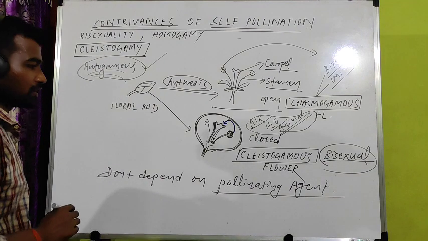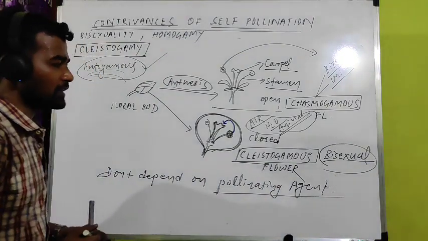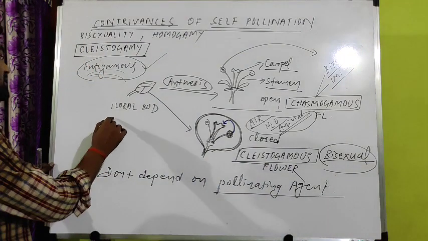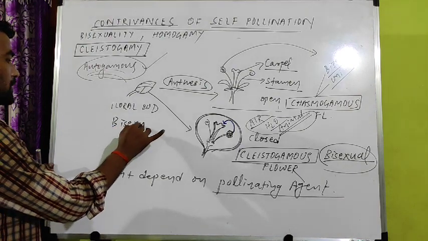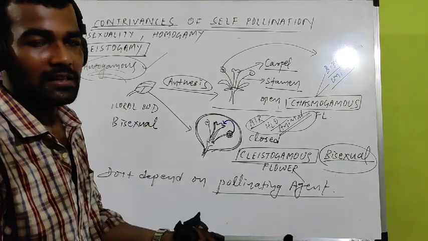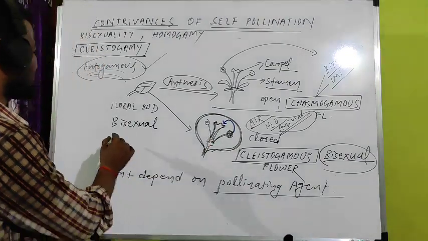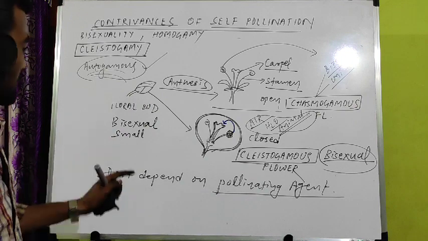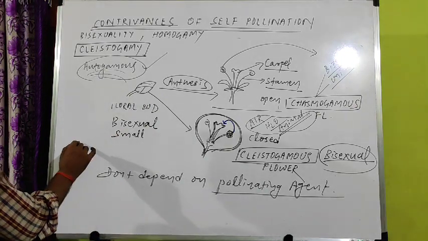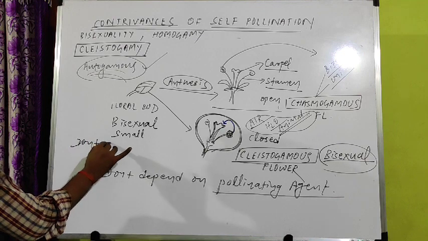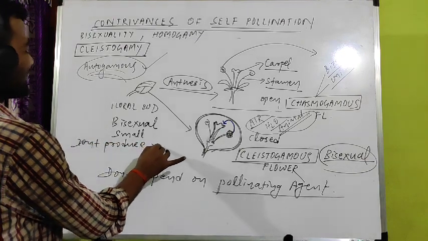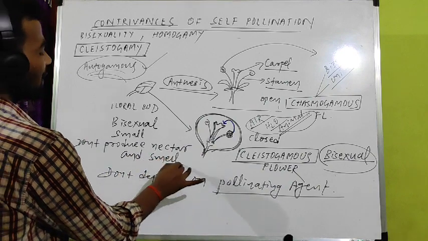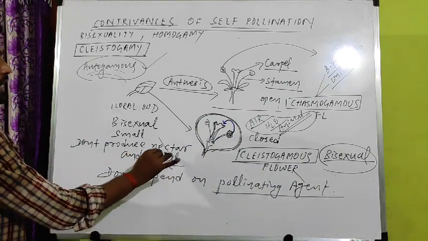But what are the important features of cleistogamous flowers? If you list the characters of a cleistogamous flower, first, they are bisexual. Already we have discussed. If they become unisexual, they will die. There will be no reproduction. So bisexual and small. As they are closed, they are generally small. Bisexual, small, and they don't produce nectar and smell. There is no fragrance. They cannot produce smell and they cannot produce nectar.